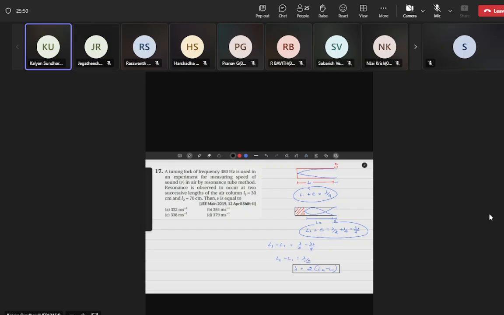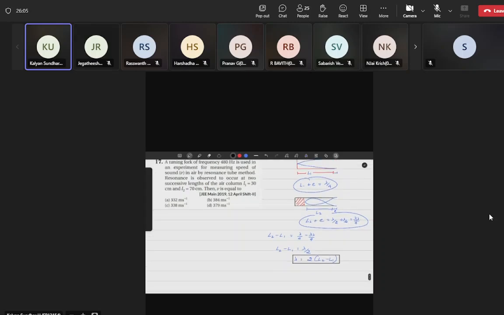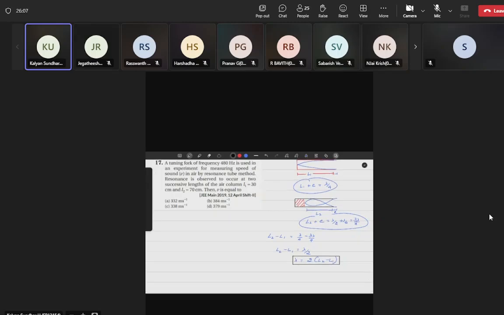End correction: it will not actually form exactly at the open end of the tube, it is slightly displaced outside. So that is your end correction E value. So this will be the expression for that. So this is the lambda. Now what they are asking is, how much is V? Correct?